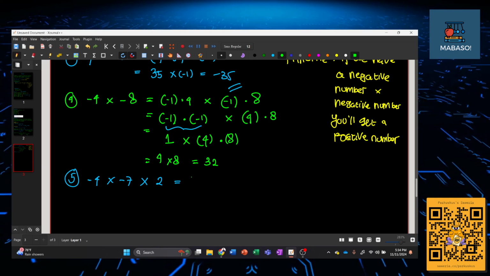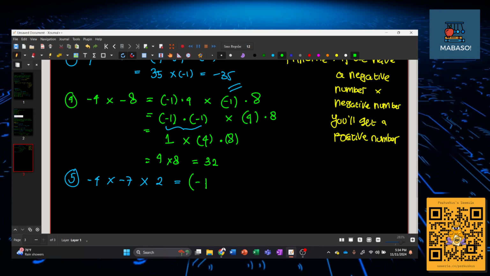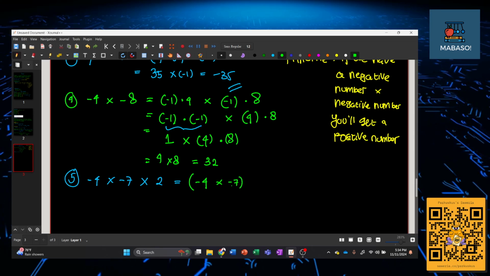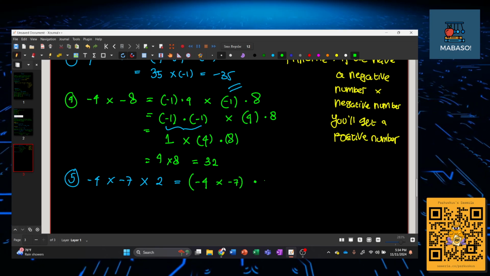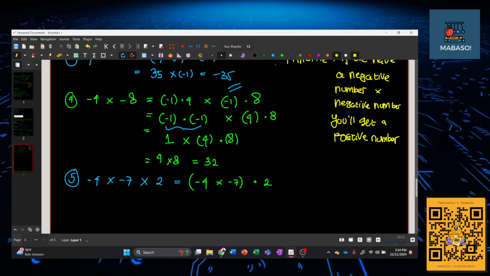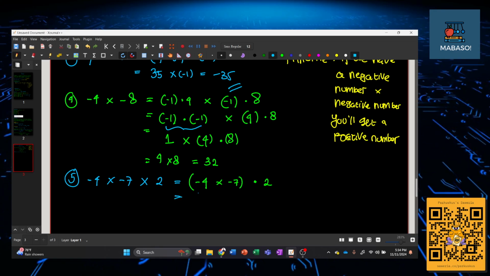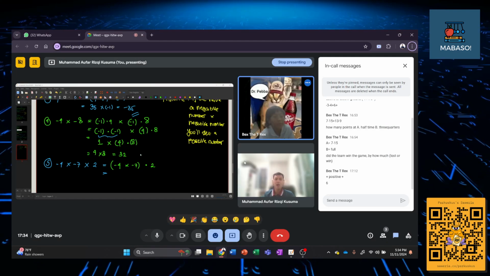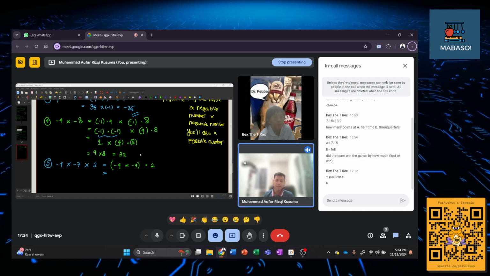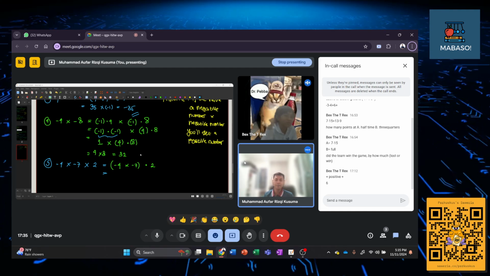Well, of course, we can do it like this. We could put some brackets here: minus 4 times minus 7. You do the minus 4 with the minus 7 first, and then multiply it by 2. Remember again the principle, Bex. What happens if you have a negative number times a negative number?